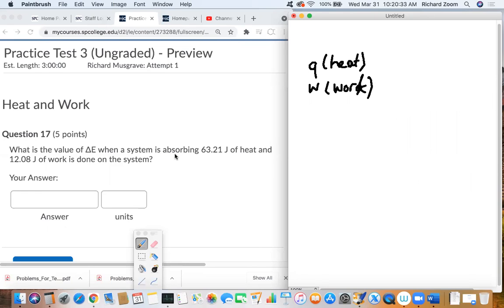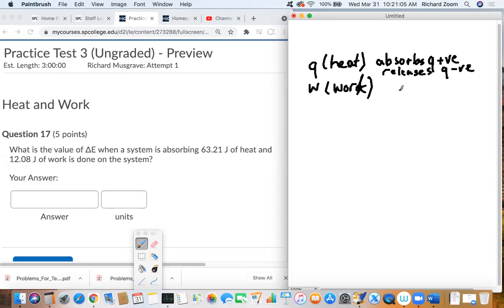And the clue here is to look at what absorbs and releases means. So absorbs means Q is positive. Releases means Q is negative. So when something absorbs heat, it goes up, which makes sense. When something releases heat, it goes down. That also makes sense, I think. It has less heat than it used to have.